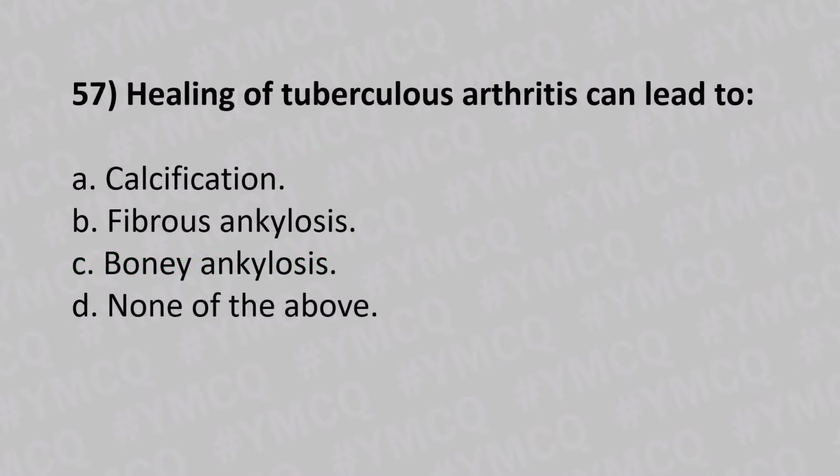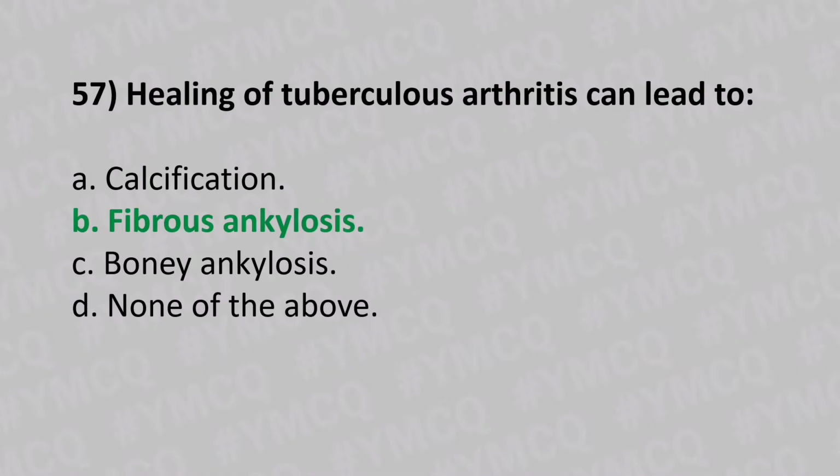Moving to our 57th question, healing of tuberculous arthritis can lead to option A, calcification. Option B, fibrous ankylosis. Option C, bony ankylosis. Option E, none of the above. And the answer is option B, fibrous ankylosis.